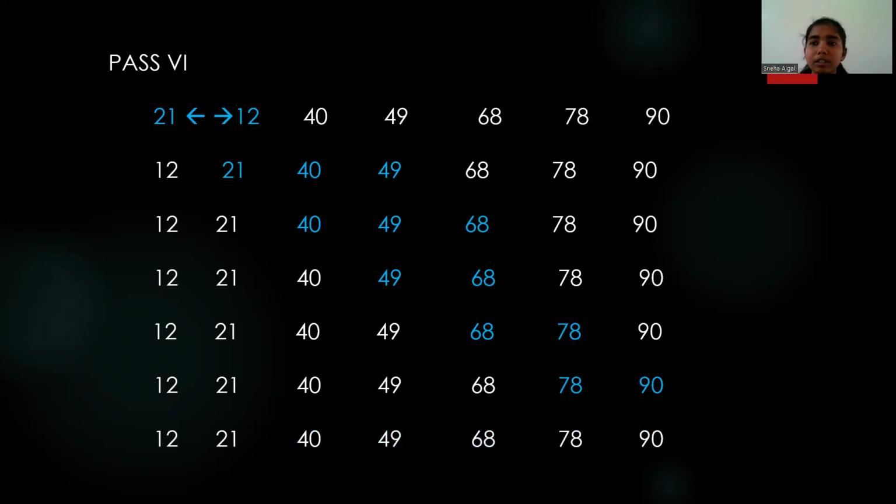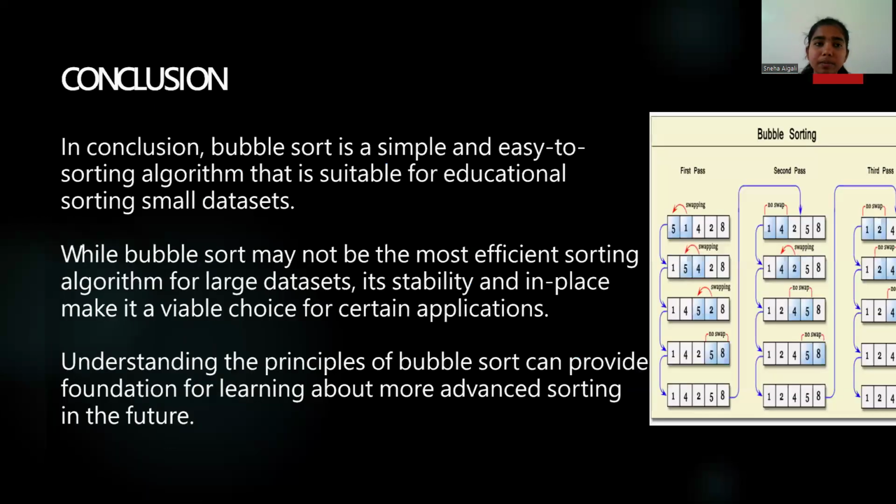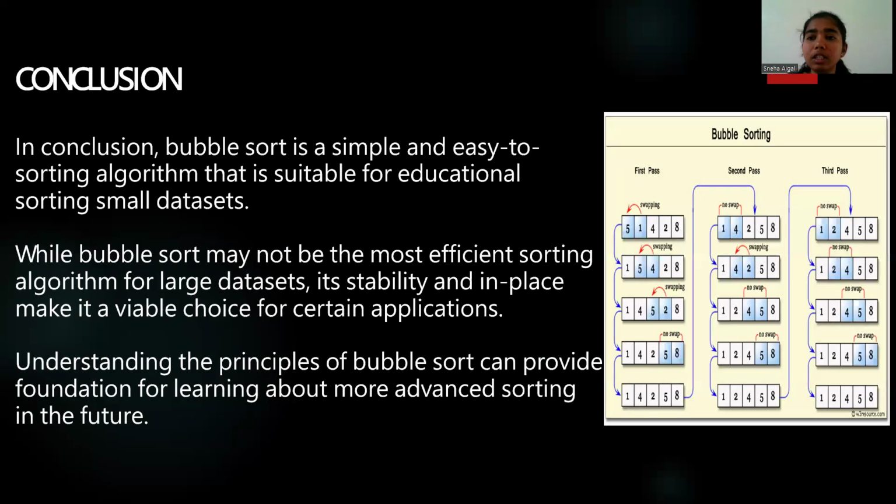At the end of the sixth iteration, we have the sorted array, that is 12, 21, 40, 49, 68, 78 and 90. We had 7 elements in our list, and at the end of the sixth iteration we got the sorted elements. So now we have reached the conclusion of the bubble sort.